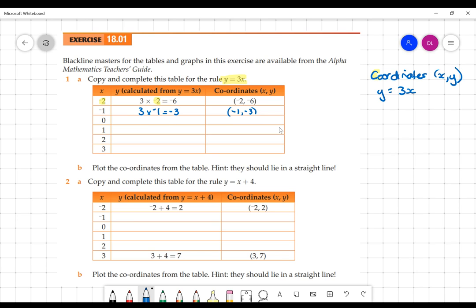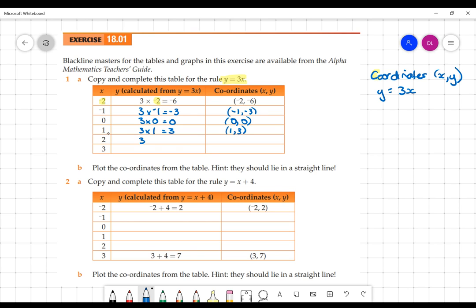So let's try the next one. That would be 3, because its rule is 3 times the x value. The x value is 0, so that gives me an answer of 0. So my coordinates will be x is 0 and y is also 0 in this case. For the next one, x is +1 here. So it's 3 times the x value, which is 1, and that gives me 3. So my coordinates will be 1 and 3.